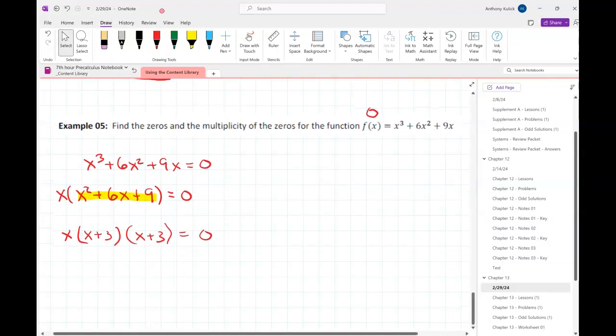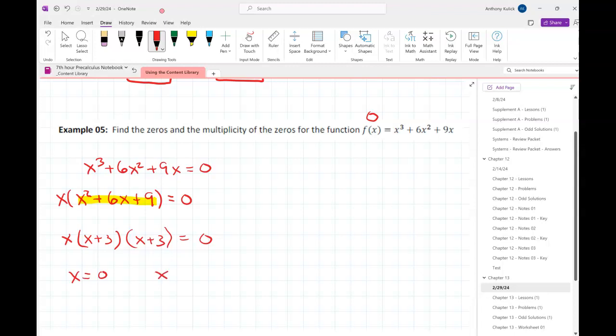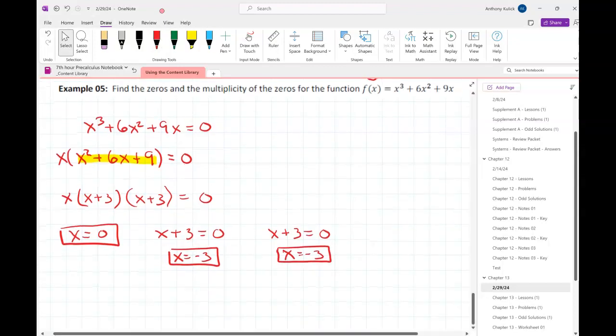So what should I do from here? Great. We apply the zero product property to set them all equal to 0. Well, x equals 0. That's great. I have that. And then what's the solution for x plus 3 equals 0? Okay. And this one? Great. How many zeros did I get? 2, right? Because I got just 0 and x equals negative 3.